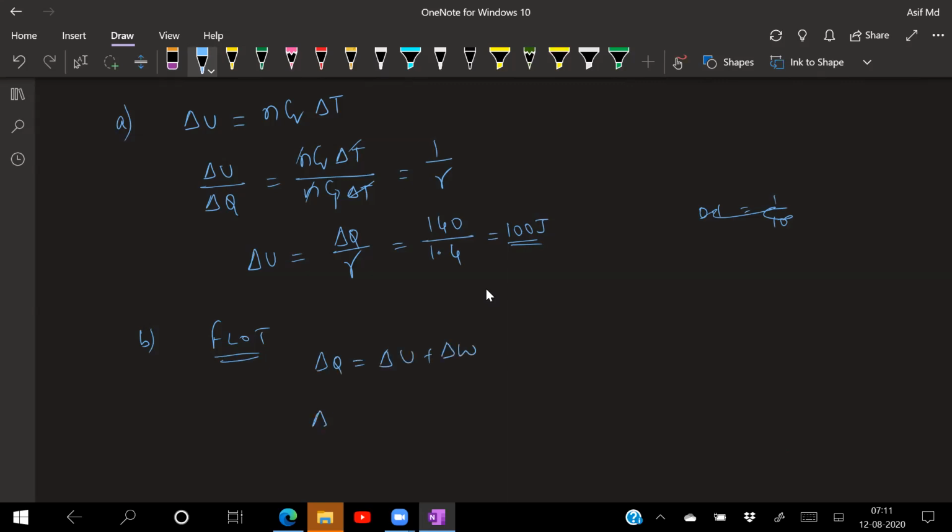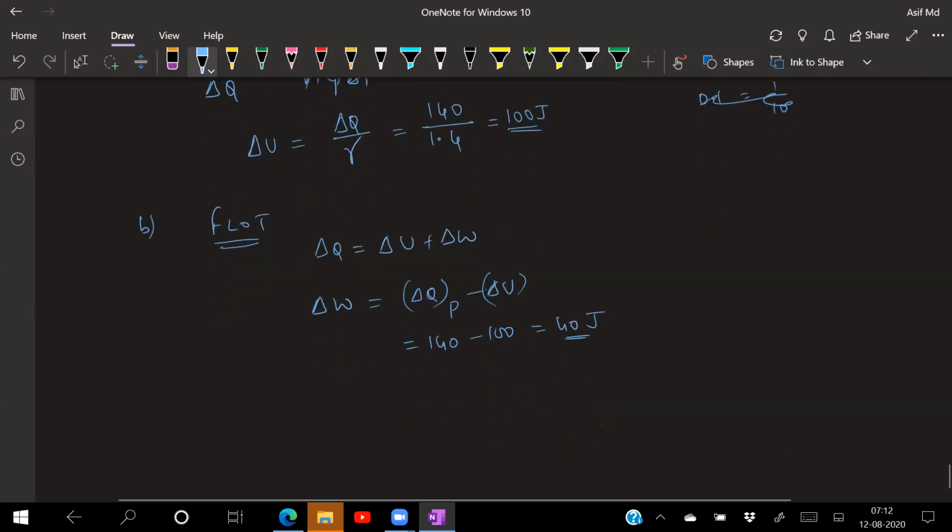So let us calculate delta W. How much is it? Delta Q at constant pressure minus delta U. That is how much? 140 minus 100. That means this will become 40 joules. Okay?